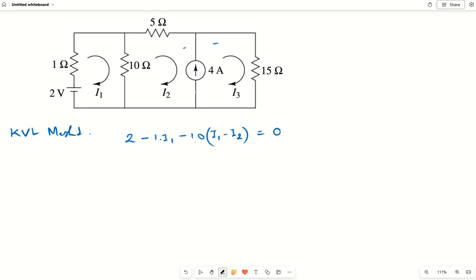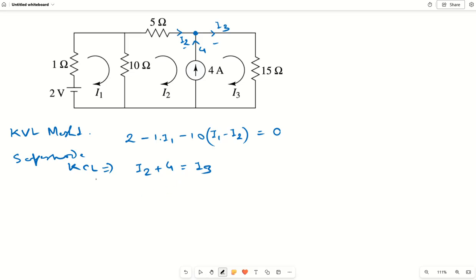Then coming to your supermesh, as we have discussed, for the supermesh we will write down the KCL equation. Suppose in this node we are writing the KCL equation. This is my current I2, this is my current 4 ampere, and this is my current I3. So at the super node my KCL equation is given by I2 plus 4 equals I3.